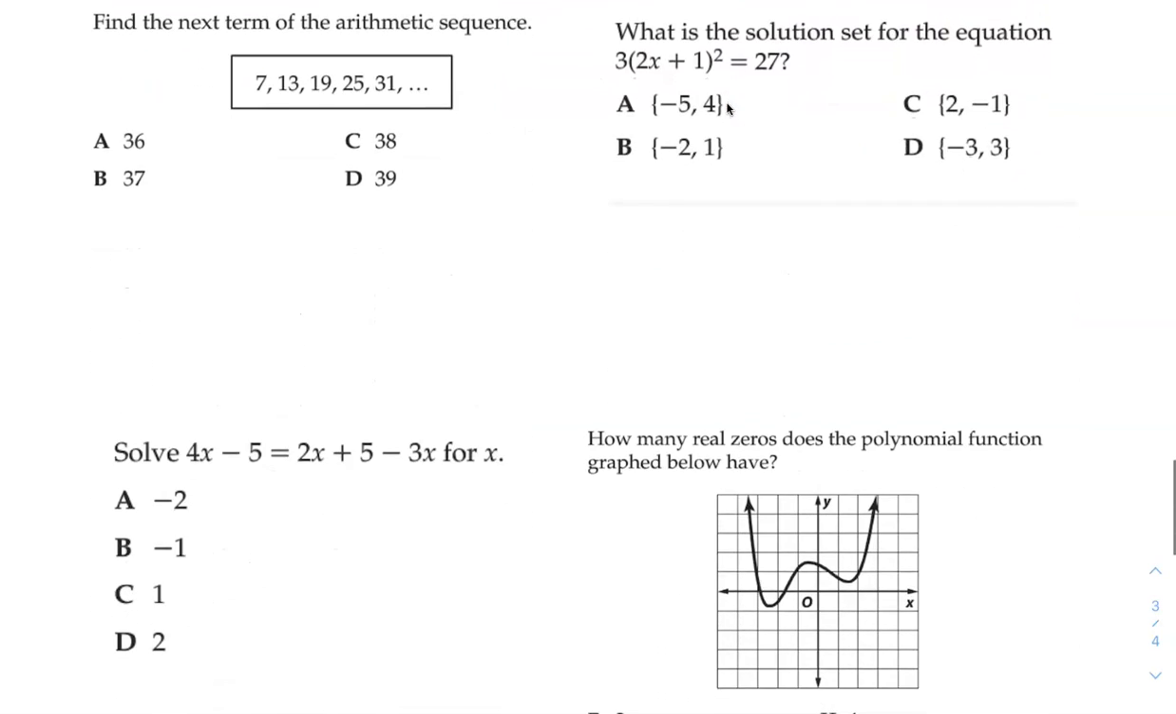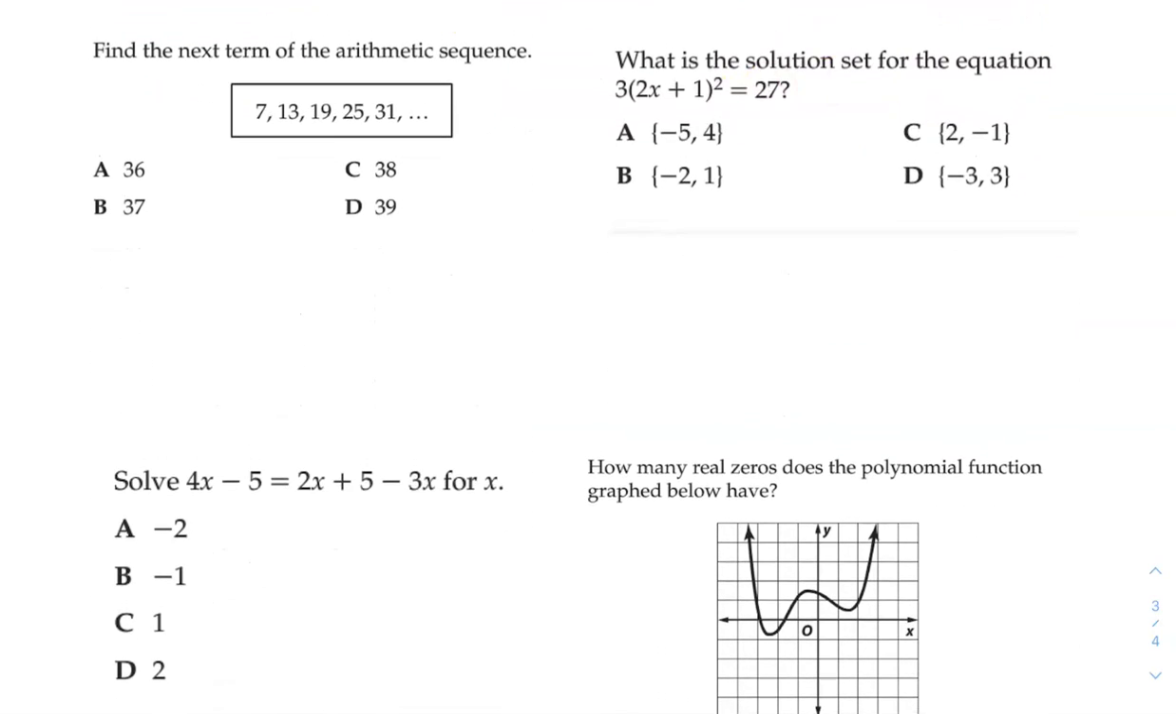Little spiral review to end this off again. Find the next term in the arithmetic sequence. The arithmetic sequence is where you add the same number to each term. So if we look at this, it looks like we're adding 6 to each term. So I add 6 at the end, and I get 37.